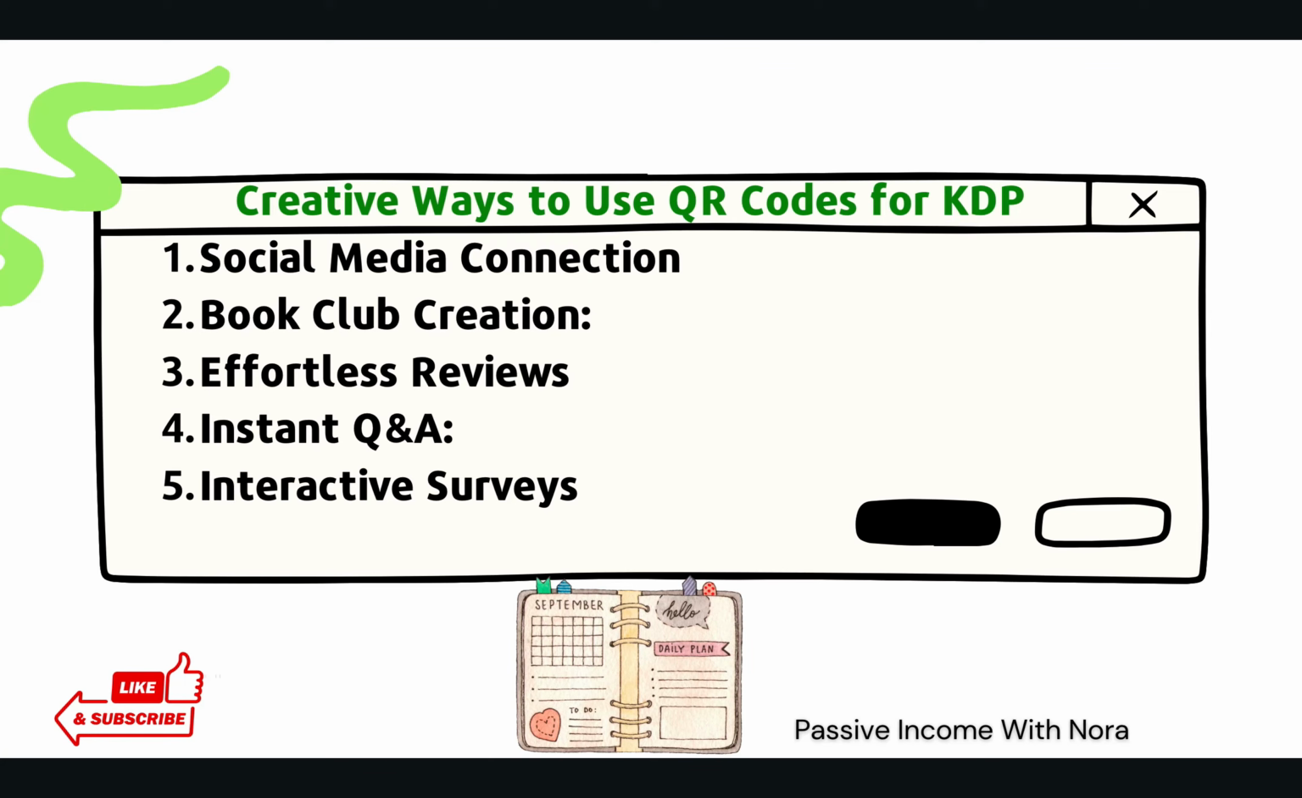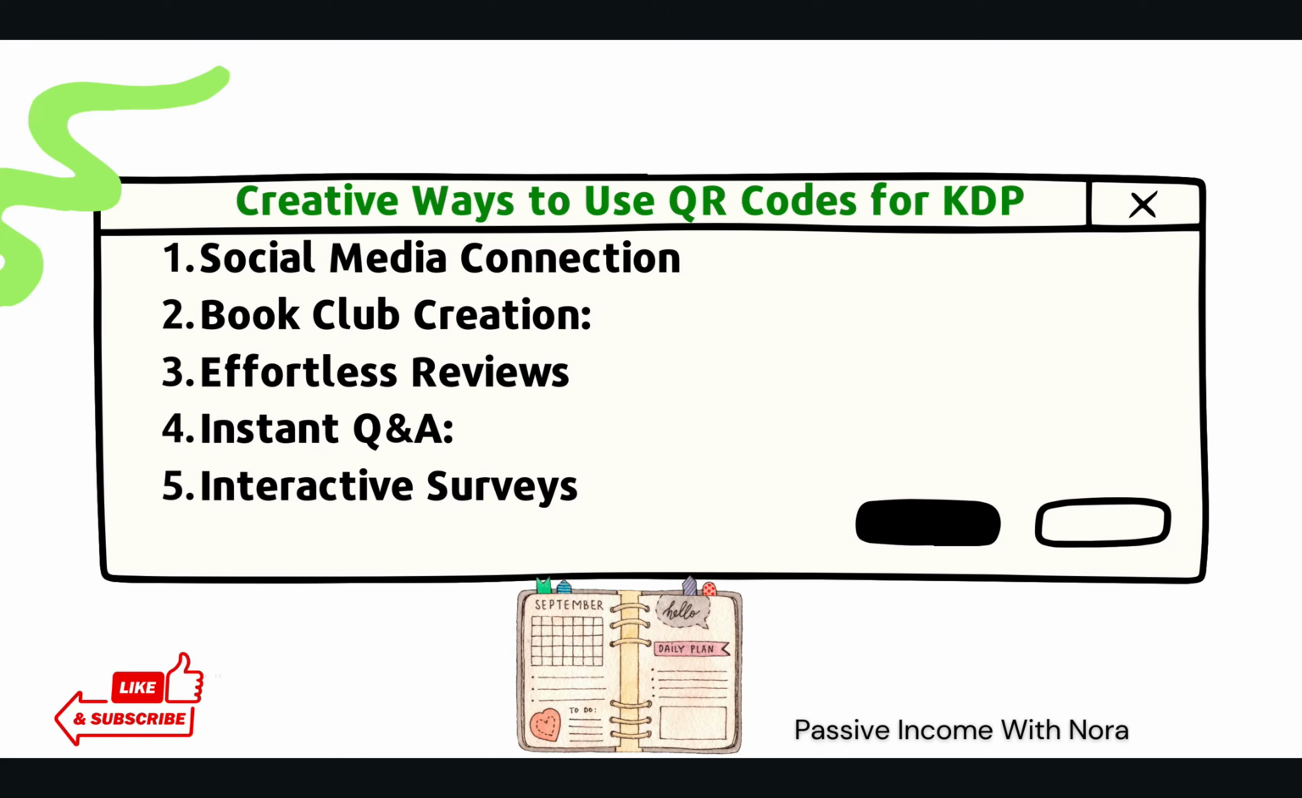The third way is effortless reviews, and this is super powerful. You can simplify the review process by guiding readers to your book's review page. A quick scan can really save them time while helping you accumulate valuable feedback at the same time. The fourth way is through instant question and answer. You can invite readers to connect with you through platforms like WhatsApp, Messenger, or even email. You can answer questions personally. This really adds a human touch to your author-reader relationship and keeps you credible at the same time.